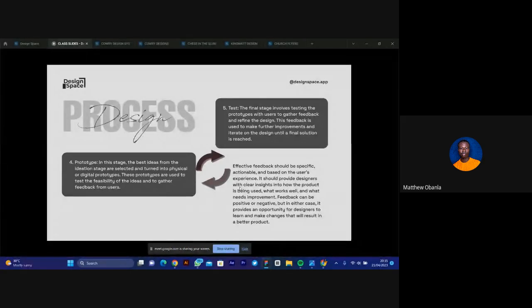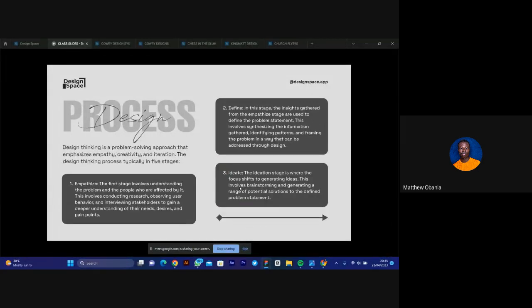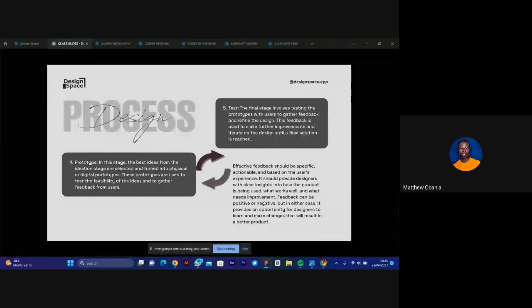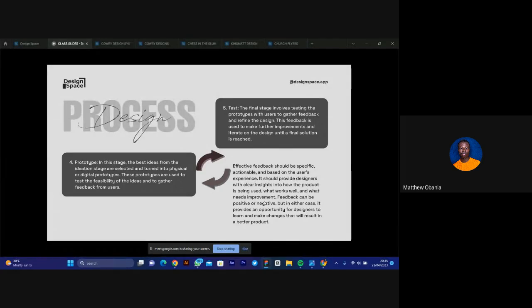When I say prototype, it can also be called a carbon copy. It's even more than a carbon copy, like a carbon copy of the real thing. So in the prototype stage, a lot of ideas have been flowing from the ideation stage. So they will now begin to filter those ideas. They'll be like, oh, this is the best idea, this is the best idea. So they bring the best idea together and turn it into a physical or digital prototype. Like I mentioned, the prototype can be physical or digital.